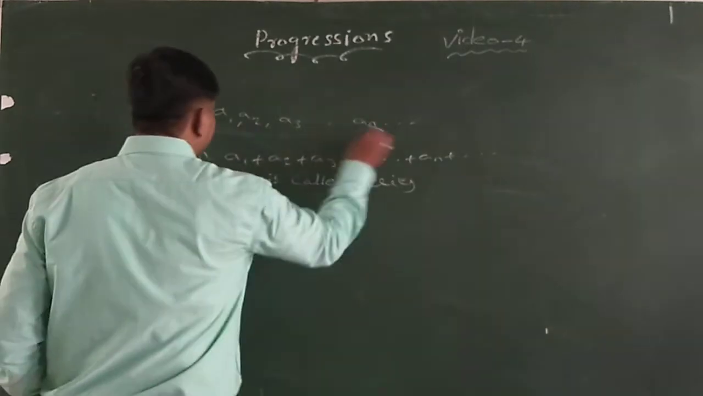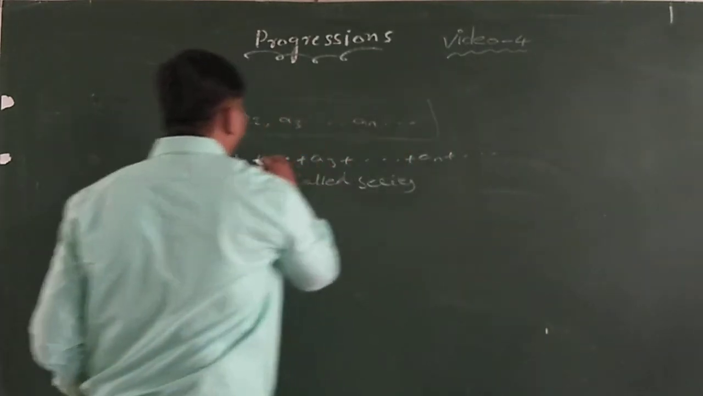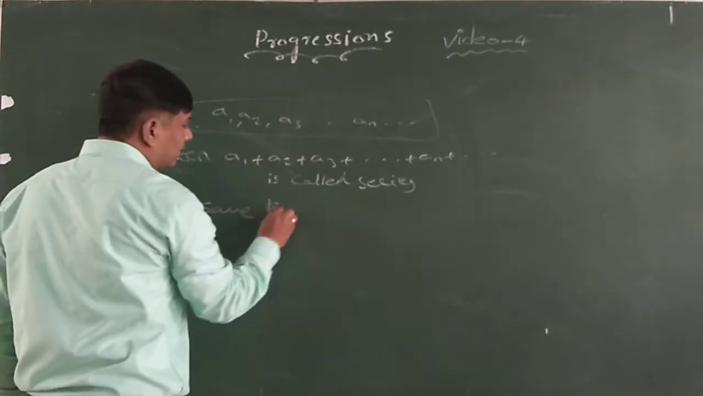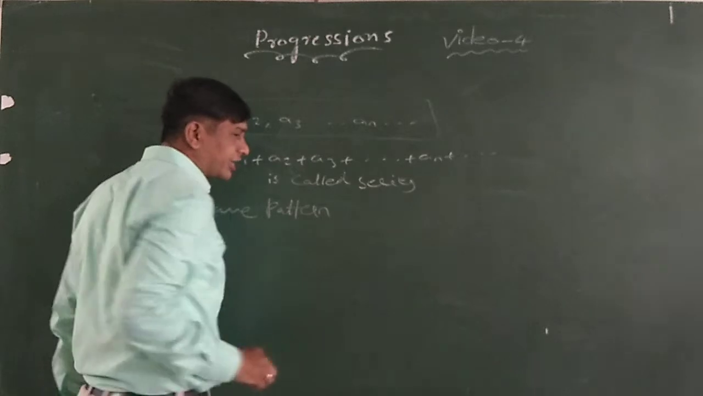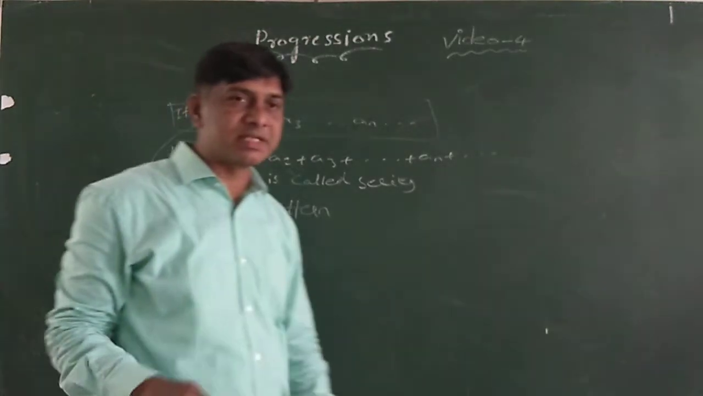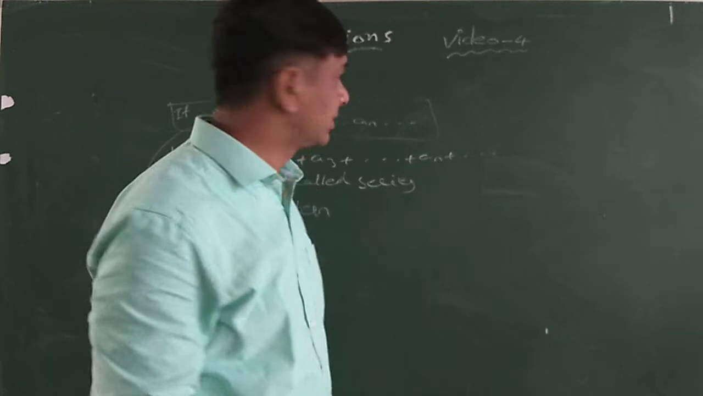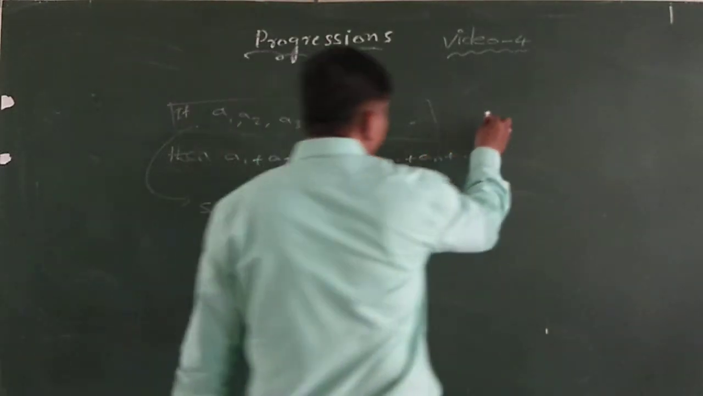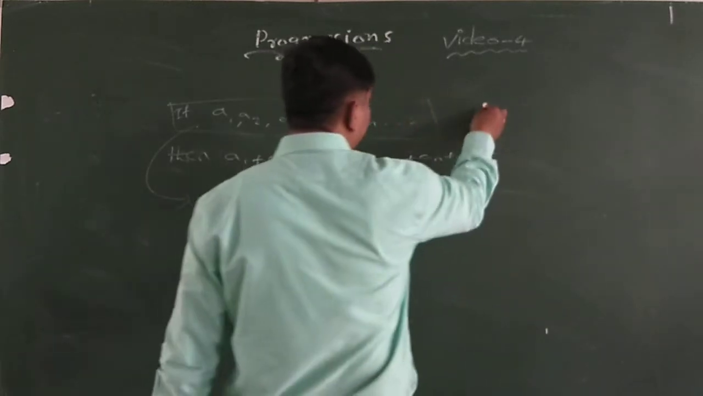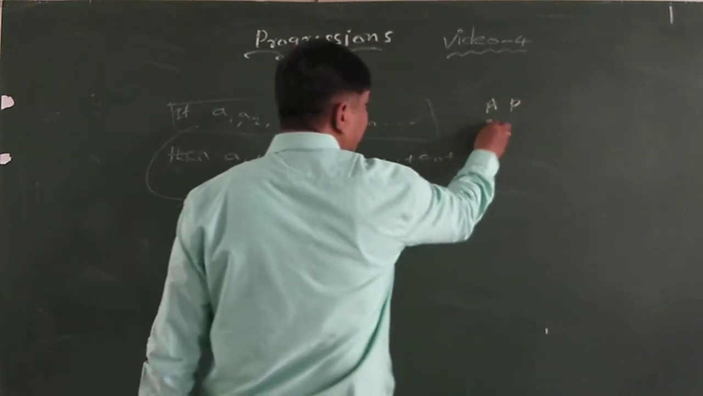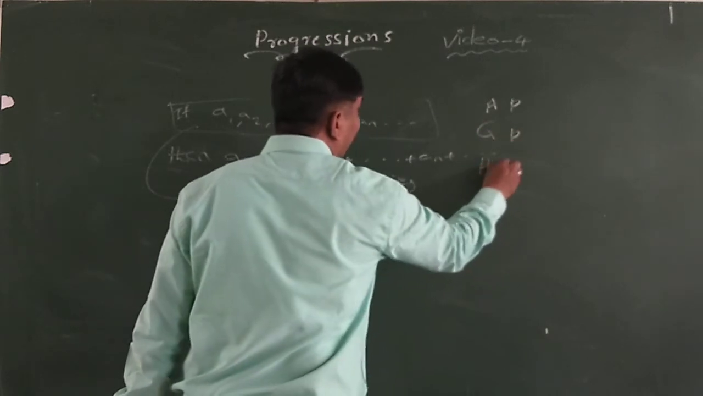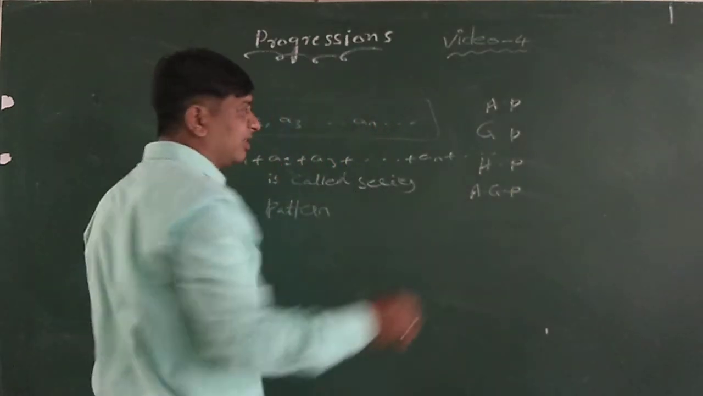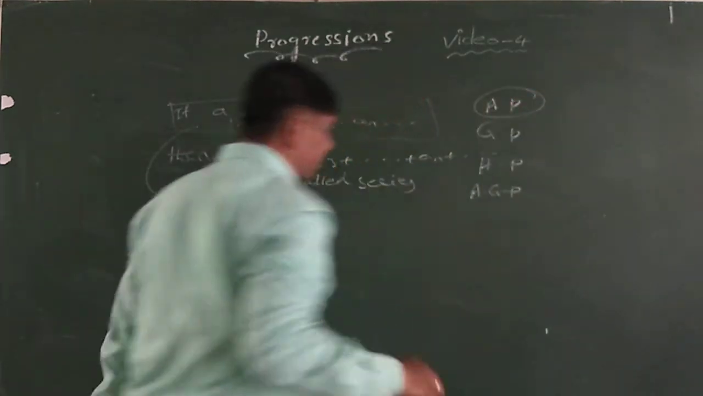If a sequence follows some pattern, then it is called a progression. There are four types of progressions we learn: arithmetic progression, geometric progression, harmonic progression, and arithmetic geometric progression. Now we are discussing arithmetic progression.